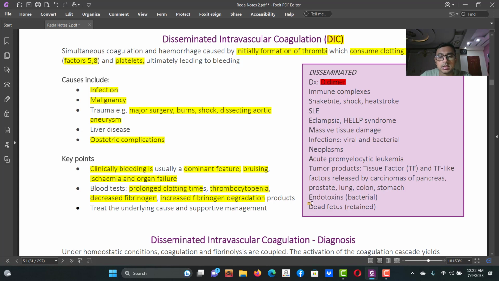The mnemonic for DIC causes: immune complex, snake bite, shock and heat stroke, SLE (systemic lupus erythematosus), then eclampsia and HELLP syndrome. It's a very emergency condition in obstetrics, where eclampsia, that means convulsion along with increased blood pressure in the intrauterine period, leads to HELLP syndrome: hemolysis, elevated liver enzymes, and low platelet count.